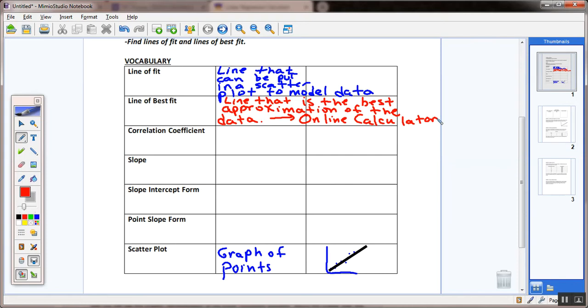Okay. Anybody ever heard of correlation coefficient? Correlation coefficient is called an R value. Okay. And what an R value is, let me draw a sketch up here on the board for you guys. Two scatter plots. Here's the first one. Here's the second one.